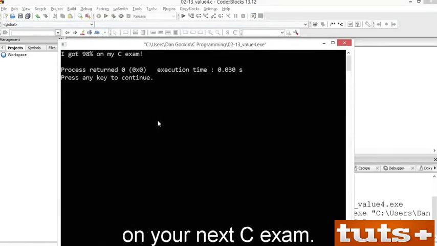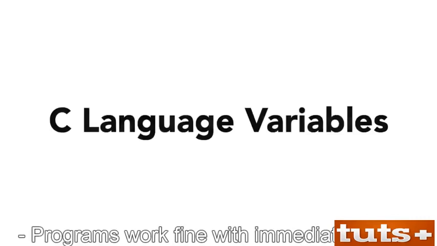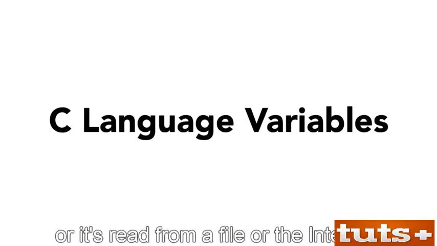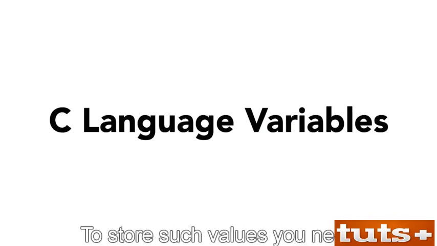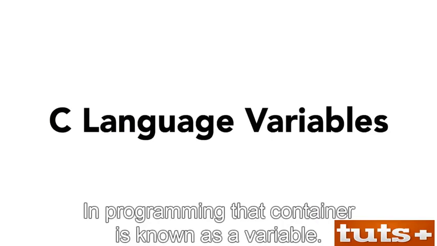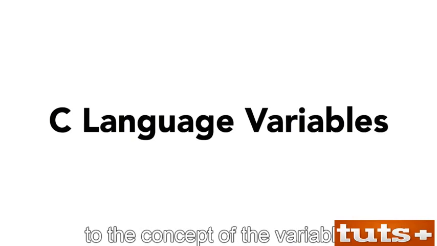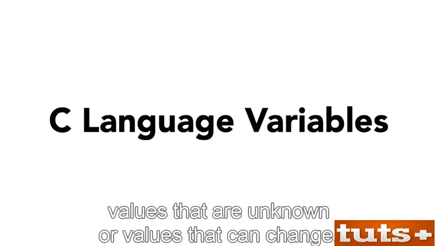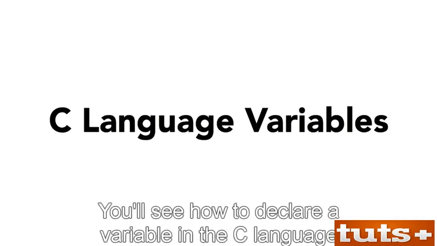Programs work fine with immediate values, but oftentimes you don't know what a value is. Say, the value comes from input. The user types it, or it's read from a file or the internet. To store such values, you need a specific cubbyhole or container. In programming, that container is known as a variable. In this movie, I introduce you to the concept of the variable. It's a container into which you can store values, values that are unknown or values that can change. You'll see how to declare a variable in the C language and how the variable is used in the code.